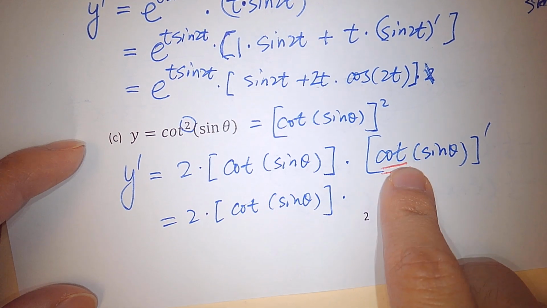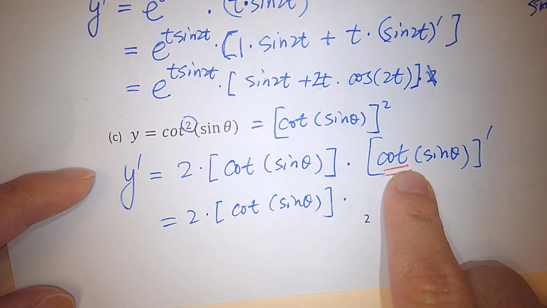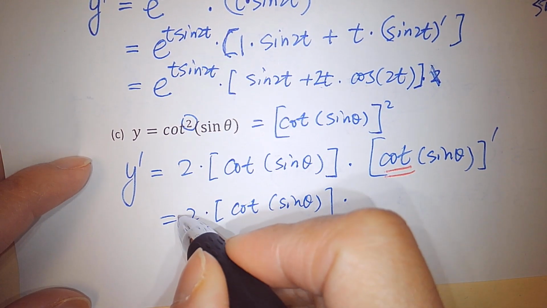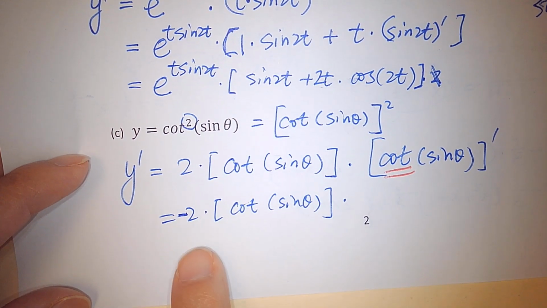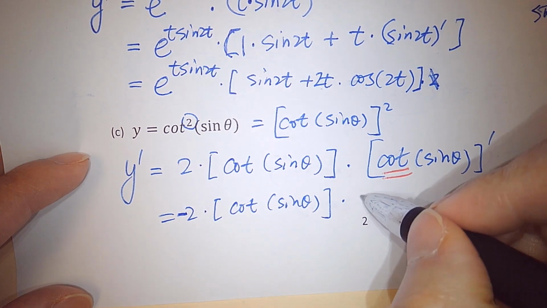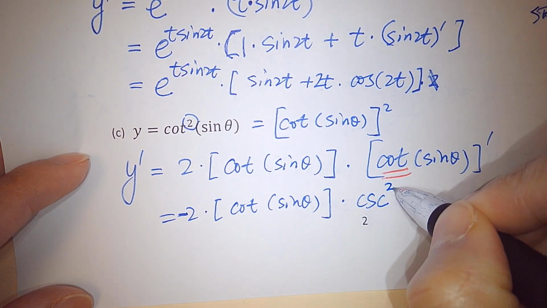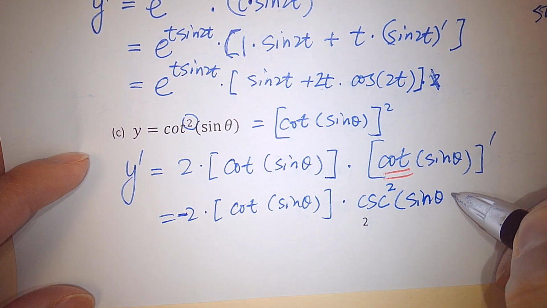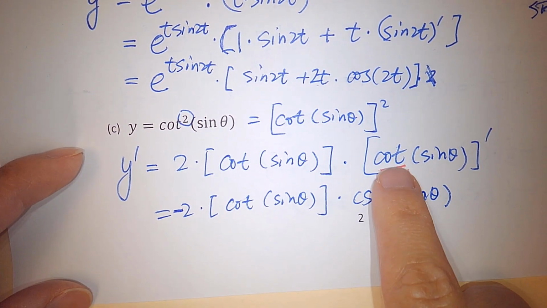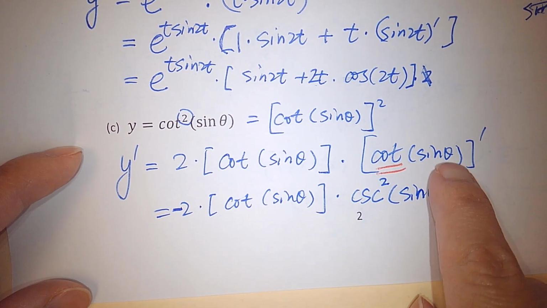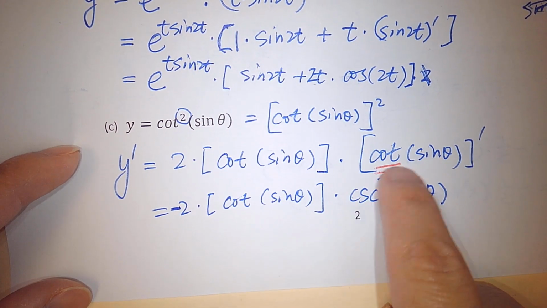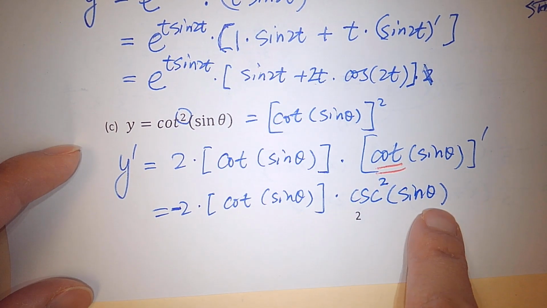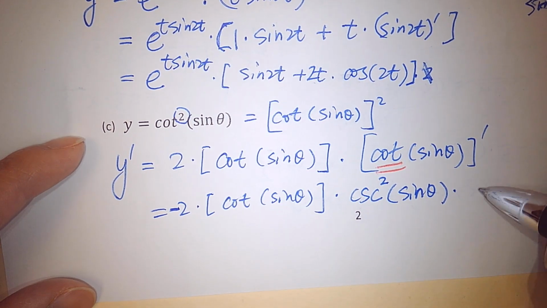What is the derivative of cotangent? Do you remember? We learned it last time. Negative cosecant squared. So negative, I write it in front of the entire line, okay? Cosecant squared of what? Sin of theta. It's not cotangent theta, it's cotangent of sin of theta. So the derivative of cotangent should be negative cosecant squared of sin theta. But are we done? No.